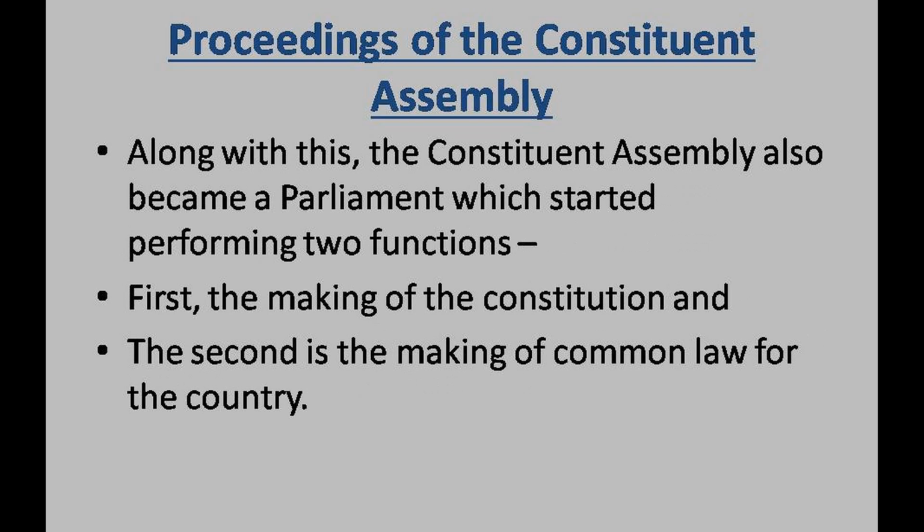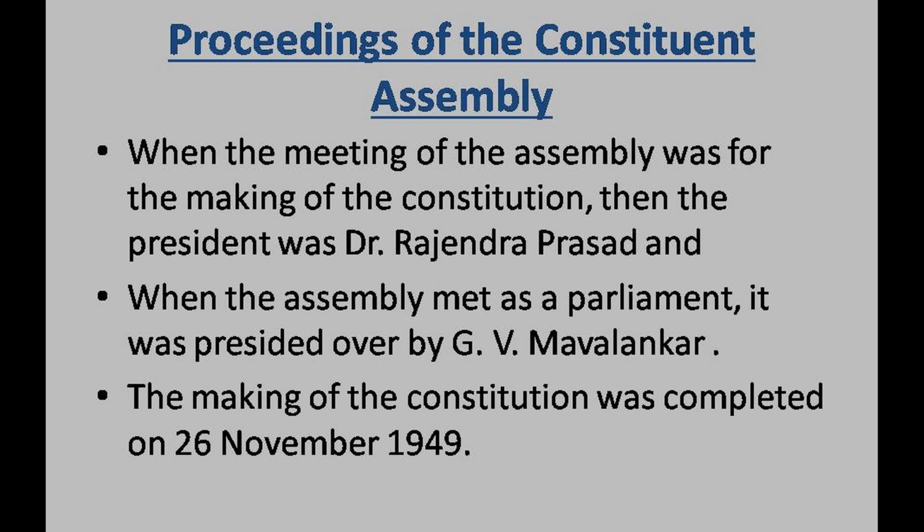Along with this, the Constituent Assembly also became a parliament, which started performing two functions. First, the making of the constitution, and the second is the making of common law for the country. When the meetings of the assembly were for the making of the constitution, then the president was Dr. Rajendra Prasad. And when the assembly met as parliament, it was presided over by G.V. Mavalankar.